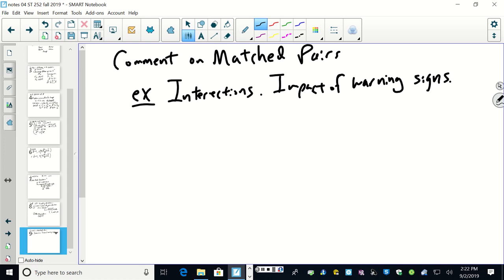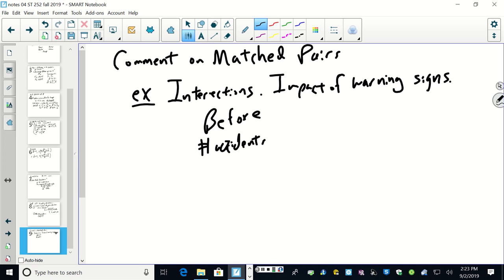Are you looking at the number of accidents? Yeah, the number of accidents could be the outcome. You'd record the number of accidents at a certain intersection before you put in the warning signs, and then after you put in the warning signs. Yep, so before, you define a time period and look at the number of accidents.